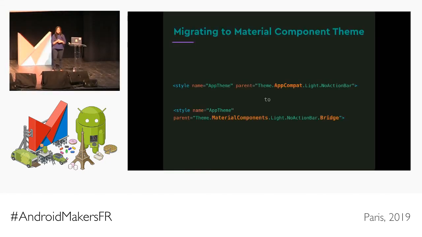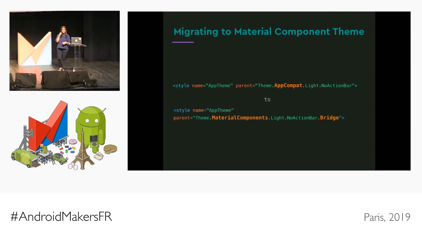And in order to do that, you just swap out app compat for material components, and you append bridge at the end, and voila, you are now inheriting from the material component bridge theme. And I know this is just one line of XML change, but I promise this actually works. If it doesn't, let me know.